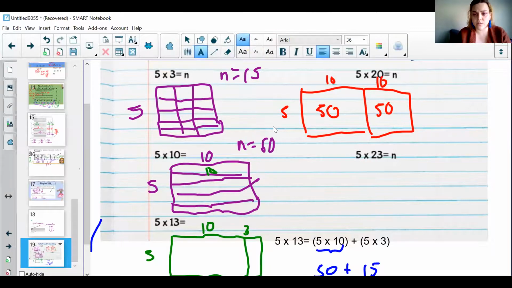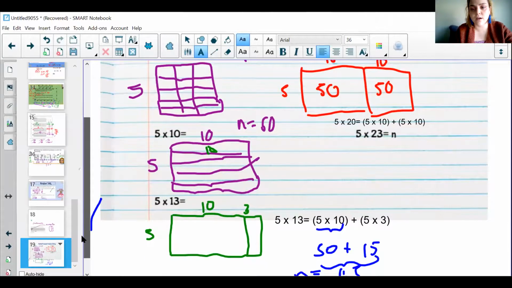I'm going to use my typing so I can show you the equation for this. So we just said 5 times 20 is equivalent to 5 times 10 plus 5 times 10. All right, make sure you're writing with me as I'm doing this.